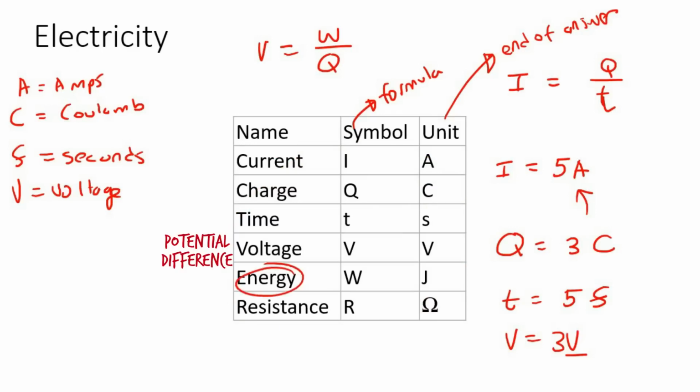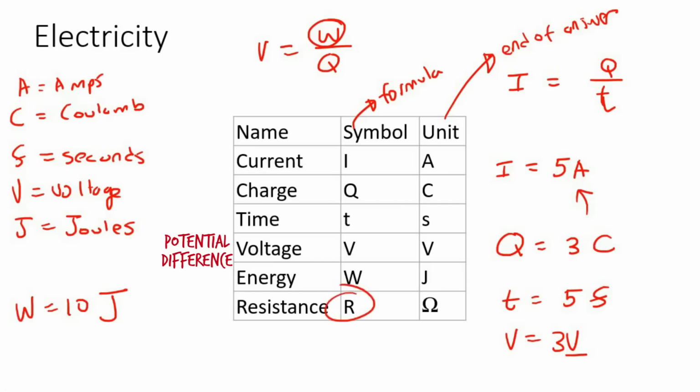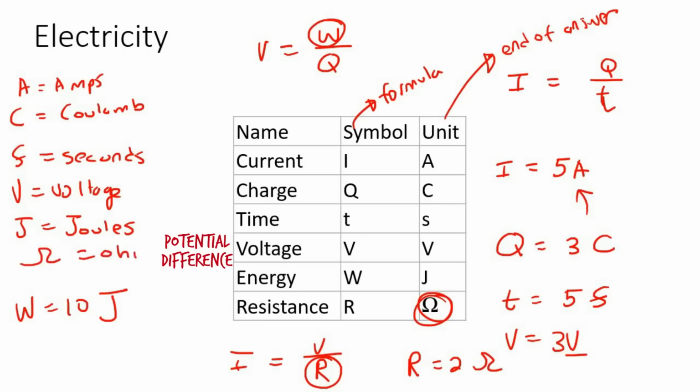Okay, now here's energy. So in the formula, you would use a W. But when you give the answer, let's say the answer is 10, you would say J. And that J actually stands for joules. Joules, that's how we measure energy. And then resistance, well, here's another formula that we're going to give you later on. Now you can see there's an R over there. That R stands for resistance. When you tell the teacher what the answer is, you would say 2, and then you would use this funny symbol, which actually stands for ohms.